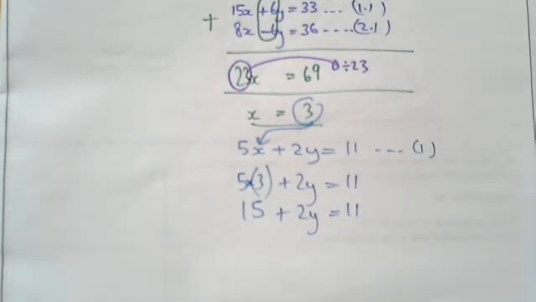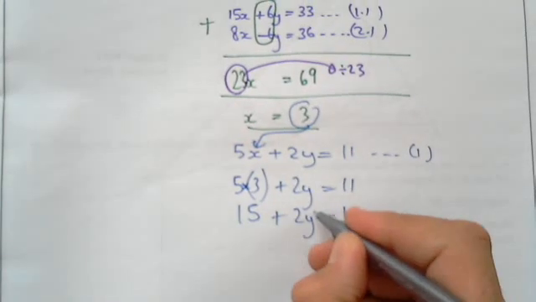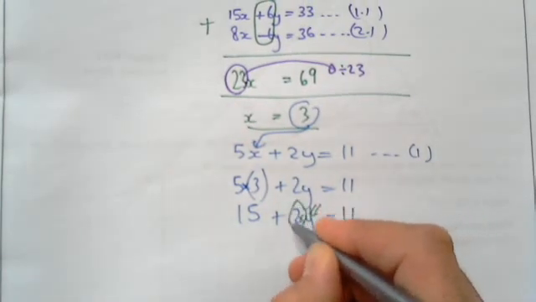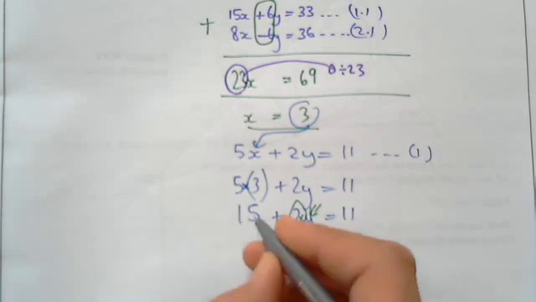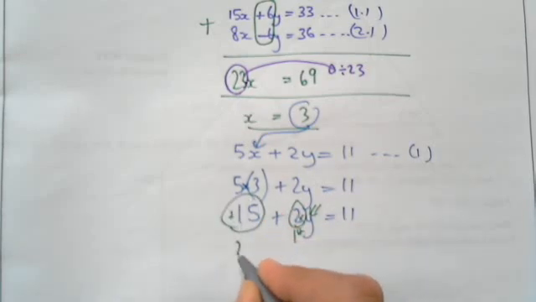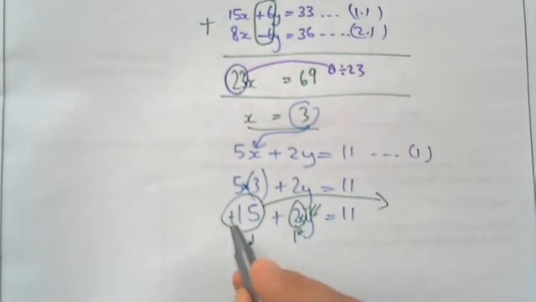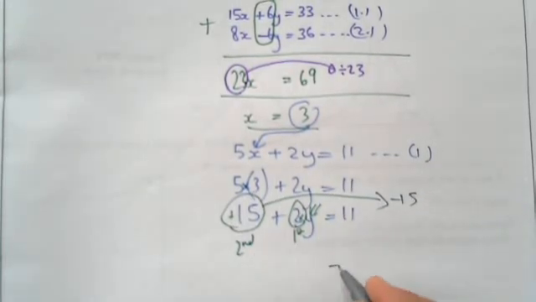Okay, we need to solve this. The method for solving: start at the y. Times by 2 is going to be called the first action. Add 15 is called the second action. Always with the last action first. Opposite of add 15 is minus 15.